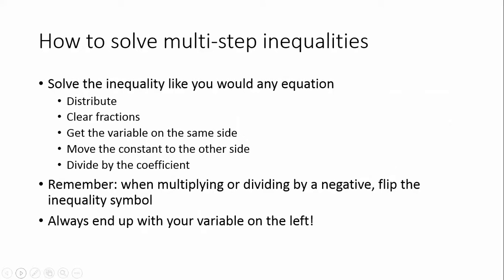So if we haven't written these steps down yet, we need to do that. How to solve multi-step inequalities: you would solve them just like you would any equation. We're going to distribute first, then clear out fractions, get the variable on the same side, move the constant to the other side, and then divide by the coefficient. Lots of steps, but they're just like solving equations. Make sure that you write this down.